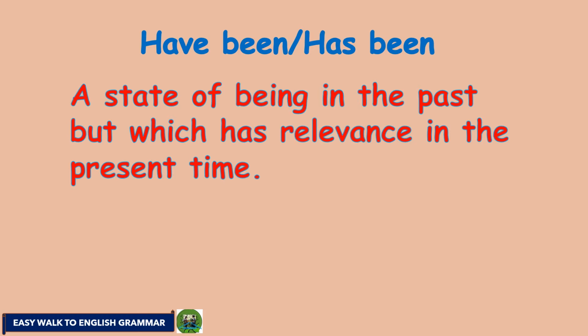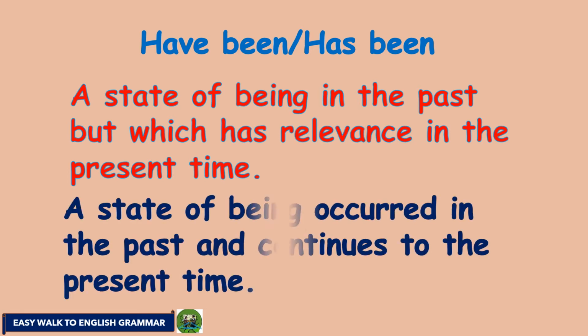Coming back to our point here, the second definition can be like this. We can use have been or has been in order to refer to a state of being that occurred in the past and continues to the present time. In the previous definition, that state of being is not now in the present time, but it has some relevance when we speak about it in the present time. In the second definition, that state of being is continuing from some past time to the present time. That's the difference. Hope you understood.